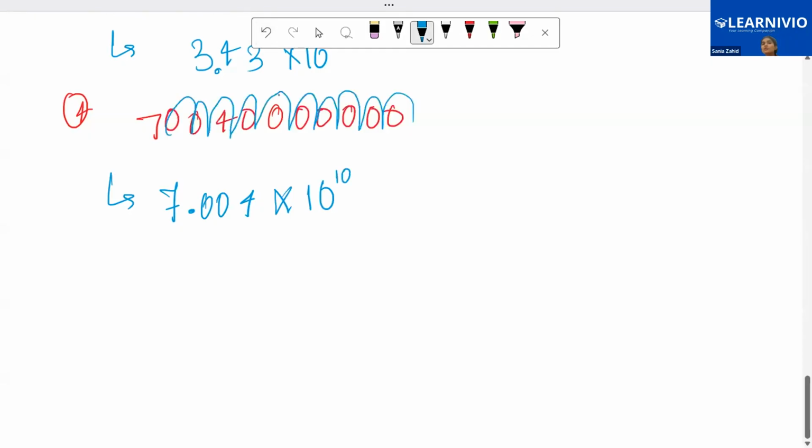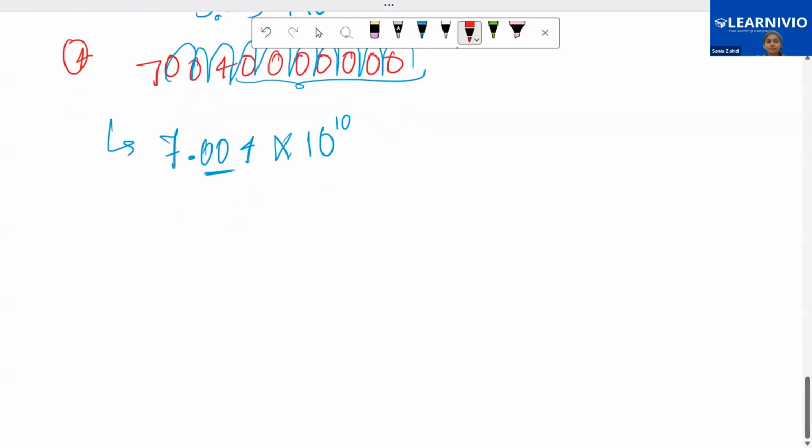You don't need to write the trailing zeros. Why have I written these zeros and why have I removed these zeros? Because they are after the 4. So 7.004, and the zeros after 4 I can remove, but I cannot remove zeros between two digits. I can only remove trailing zeros. Understood?